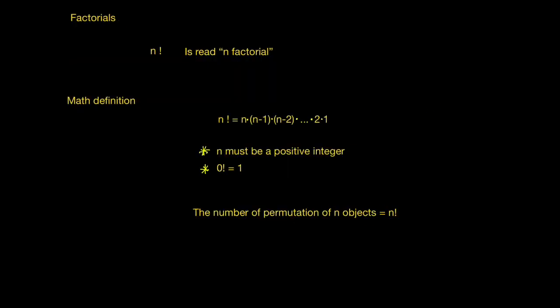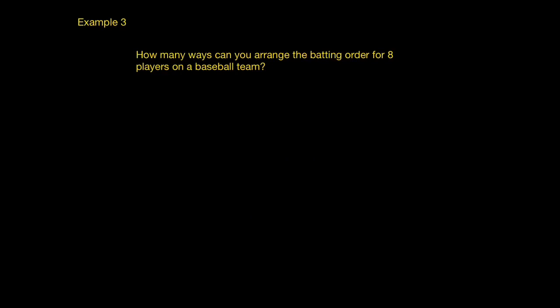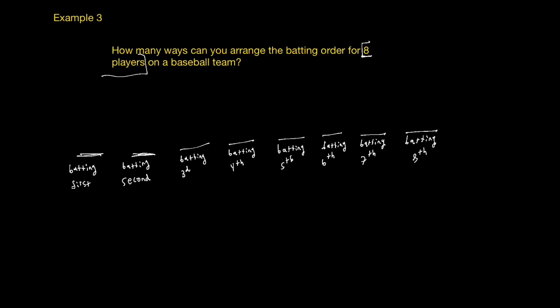So let's do some examples with factorials. Example 3 says, how many ways can you arrange the batting order for 8 players on a baseball team? Now we can do this problem like we've done examples 1 and 2. This time I have 8 players, and it says in how many ways can you arrange the batting order. So we have 8 placeholders here, and my placeholders here are representing the batting order. So who's going to bat first, second, third, fourth, etc., all the way up to 8th.